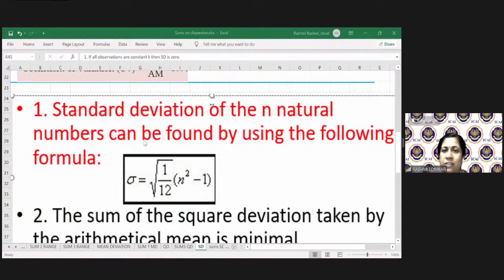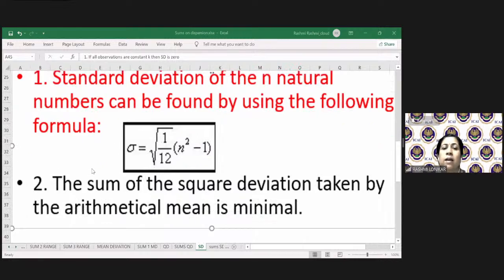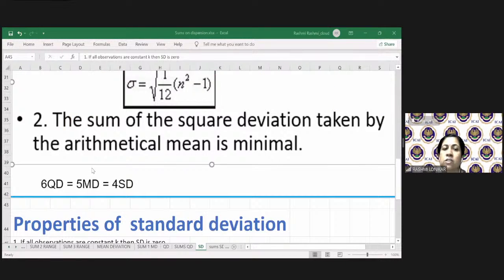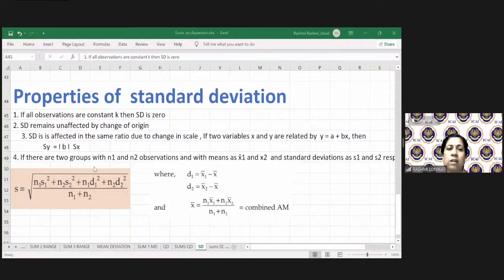Then standard deviation of n natural numbers will be sigma equal to square root of 1 upon 12 (n square minus 1). Then sum of square deviation taken from the arithmetic mean is always minimal. Then 6 times QD is equal to 5 times MD is equal to 4 times SD. Properties are, if all the observations are constant K, then the standard deviation is 0. Second property is standard deviation remains unaffected by change of origin. Third property is standard deviation is affected in the same ratio due to change of scale.